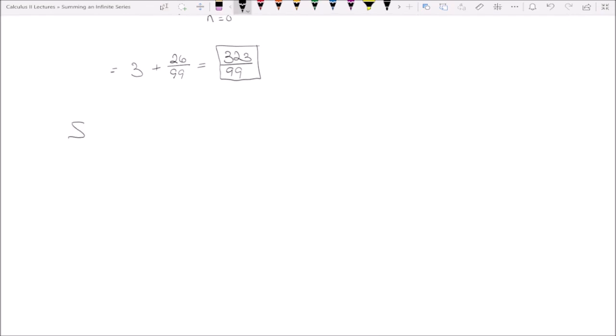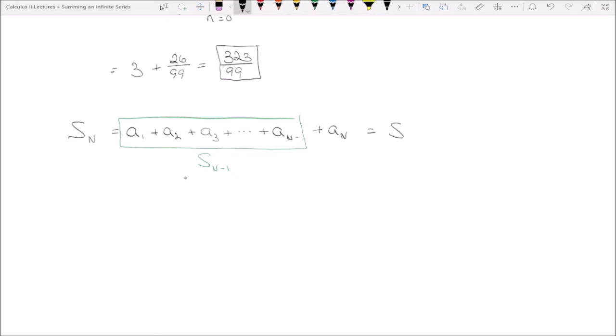So now let's take a look. If we take a look at the nth partial sum, that is a1 plus a2 plus a3 and so on and so forth plus a sub n minus 1 plus a sub n. There's a reason I wrote it this way, because if we take a look, isn't that the n minus 1 partial sum? So we can now write this as the n minus 1 partial sum plus just the nth term. This allows us to write a sub n as the nth partial sum minus the n minus 1 partial sum.